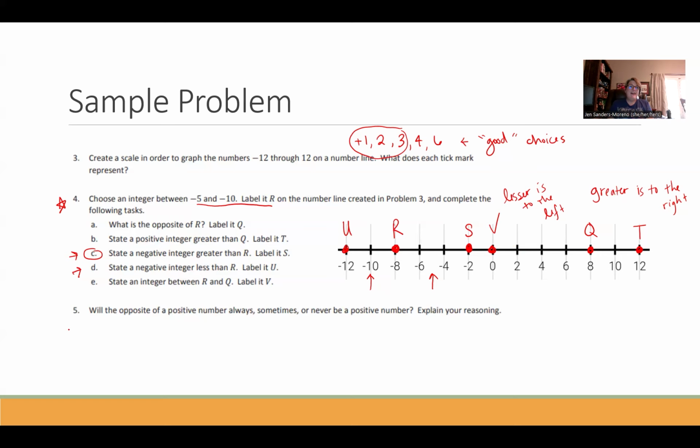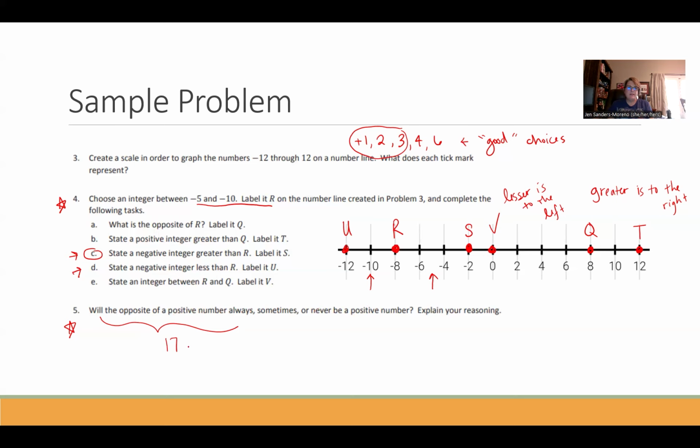Okay. All right. Before we wrap this up, will the opposite of a positive number always, sometimes, or never be a positive number? And so again, this is getting them to really think about what would happen. So let's just choose a random positive number. So any positive number. So let's say you love the number 17. Okay. Will the opposite of this always, sometimes, or never be a positive number?